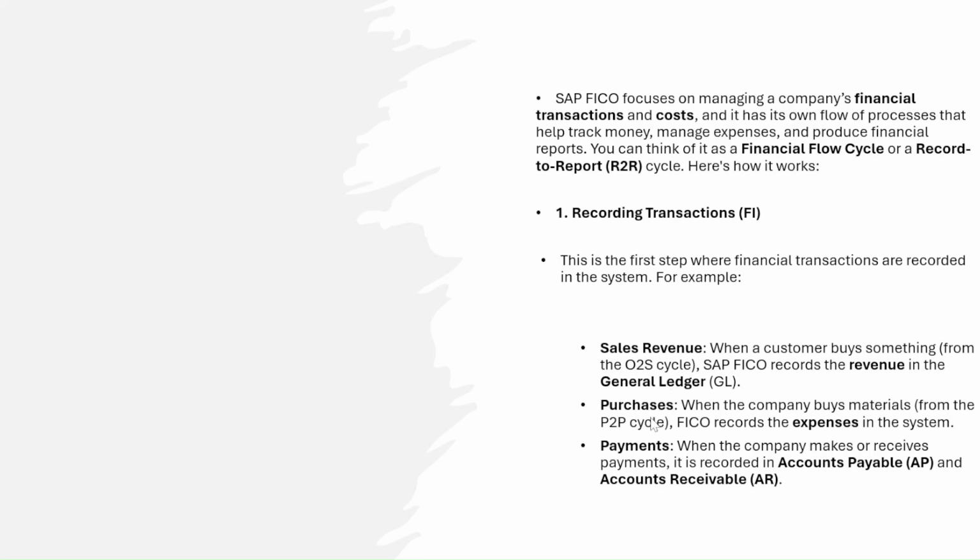And when the company buys material, it's recorded in the expenses. In FI we are recording that as an expense. Sales we are recording as revenue in GL form. In that GL form we are recording all these things. Payments: when the company makes or receives payments, it's also recorded. So once we are receiving payment, we are making accounts payable and accounts receivable, like we are going to receive the money, we are going to receive the payment.